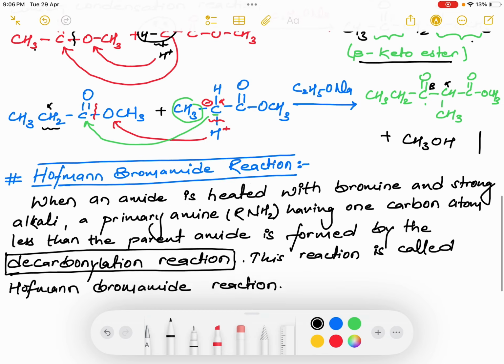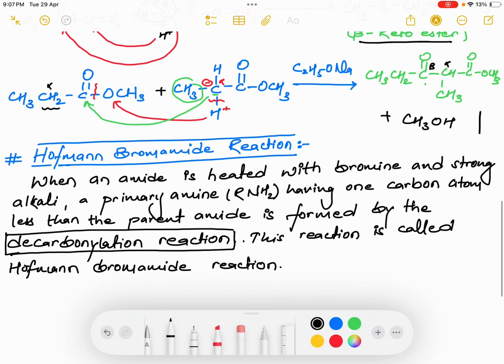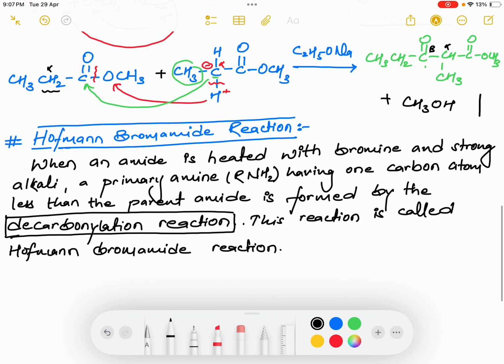Let's move further to Hofmann bromamide reaction. So what exactly is Hofmann bromamide reaction? What type of reaction is known as Hofmann bromamide reaction? Okay. This is most important or repeatedly asked one.